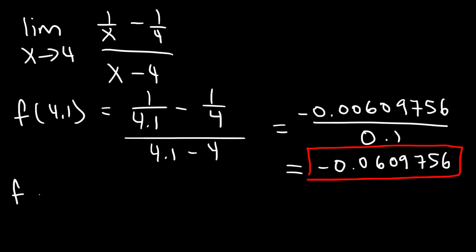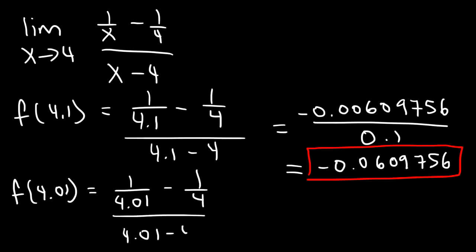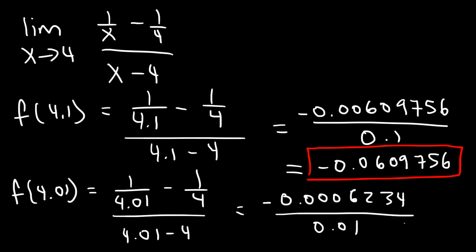Now let's try f of 4.01. So that's 1 over 4.01 minus 1 over 4, over 4.01 minus 4. So the numerator has a value of negative 0.0006234, and the denominator is going to be 0.01. So I'm going to put this value up top since I'm out of space on the bottom. So this is about negative 0.0623.